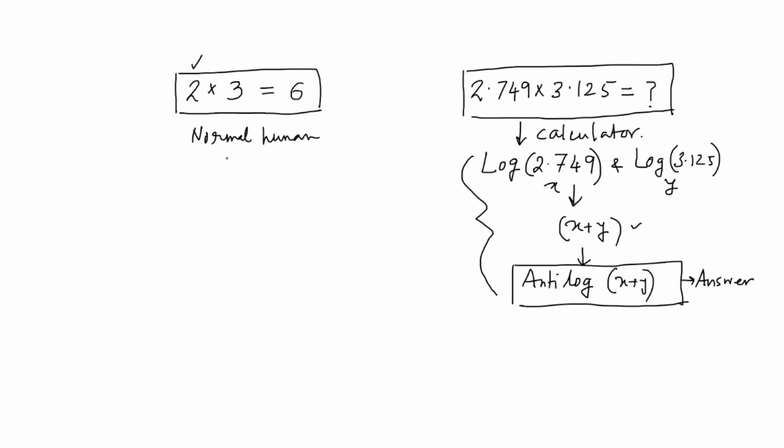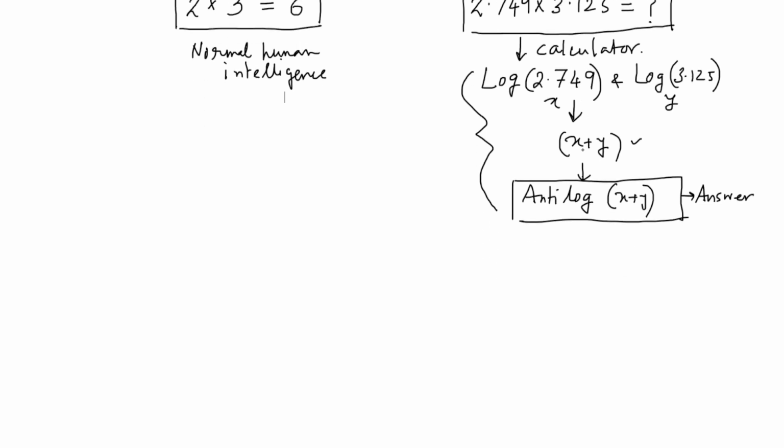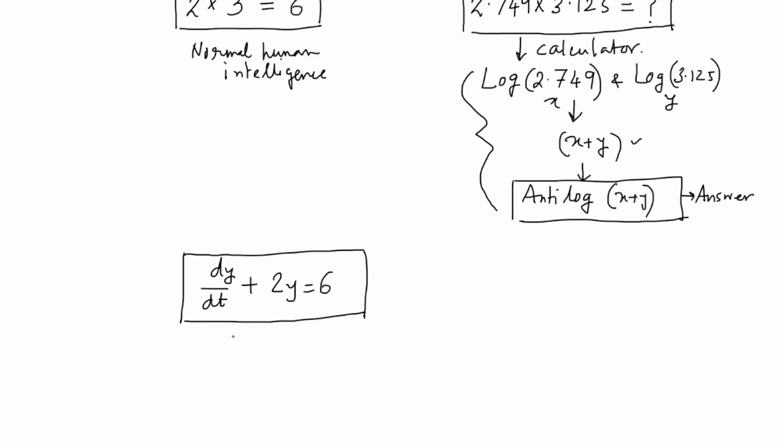However, if the problem is a little bit complex, then we require the help of a calculator. Now please try to understand this. If we have a differential equation in this fashion, dy/dt plus 2y is equal to 6, for this we can directly write its answer.